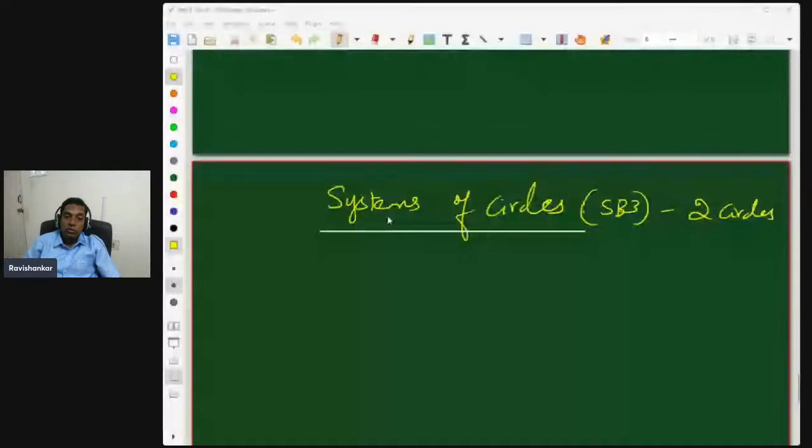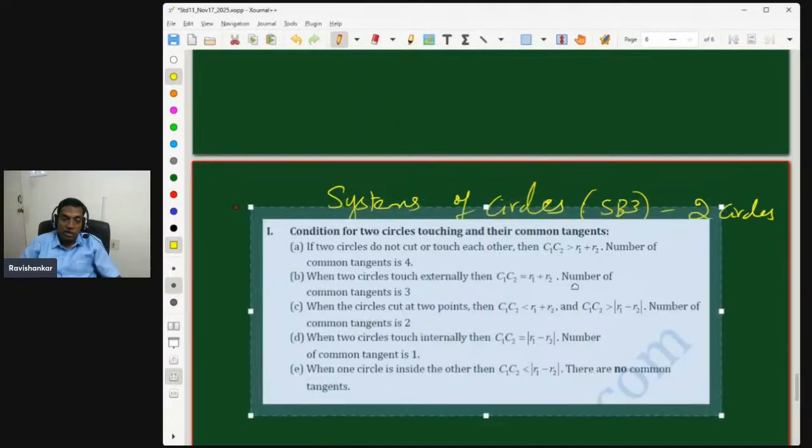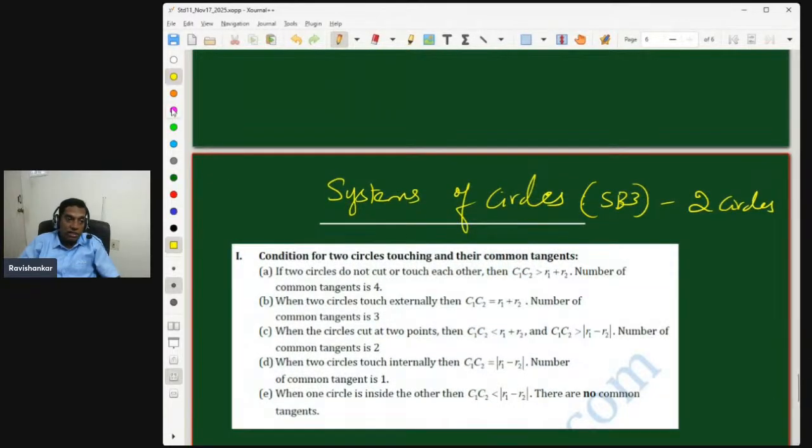Okay. So, the conditions are also given here again. Okay, the number of common tangents part you ignore. It's just there for completion because it's there in the SB. Okay, two circles do not cut or touch each other.